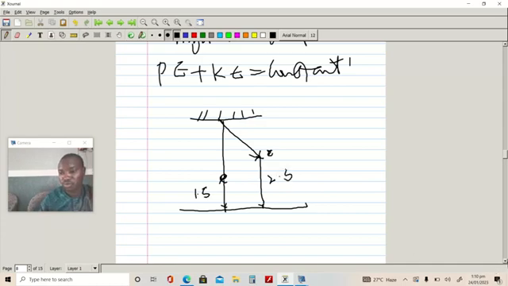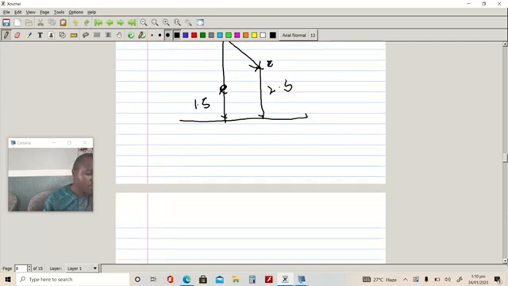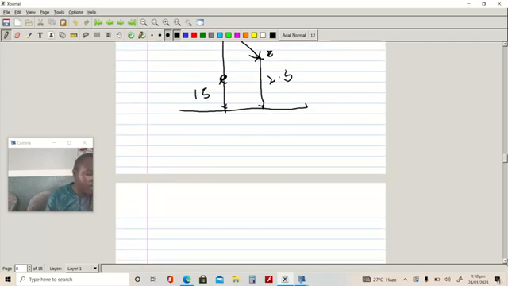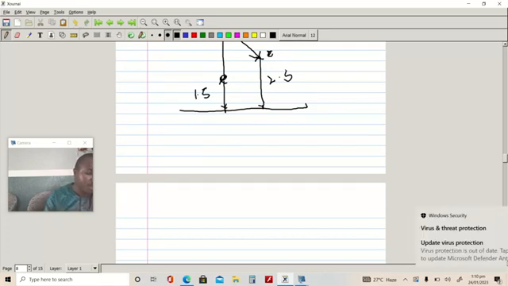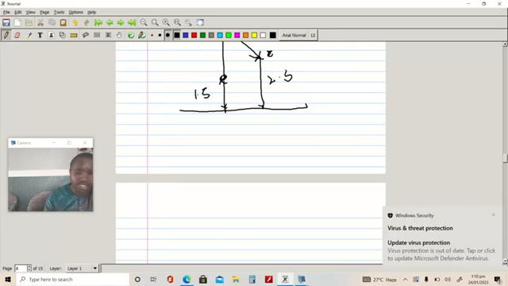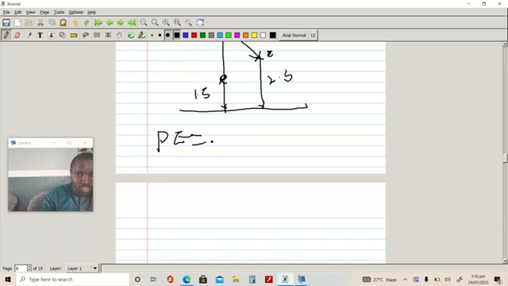So at the highest point, the body has only potential energy because it's at rest. So at that point, potential energy is equal to mgh. At the lowest point, it has kinetic energy and potential energy. So at the lowest point, it has the two energies, so it becomes half mv squared plus mgh.